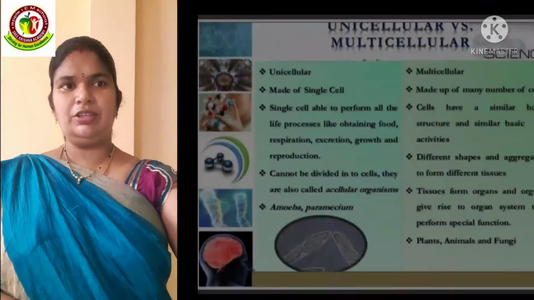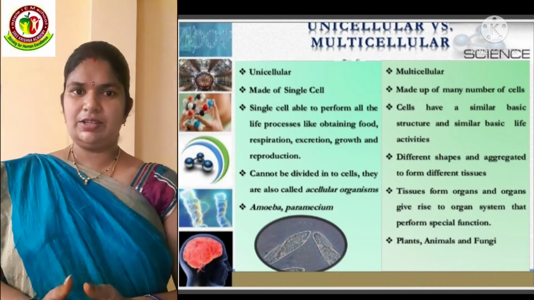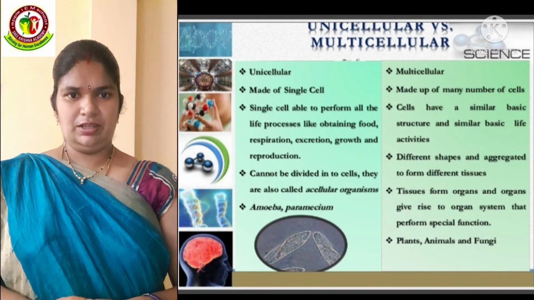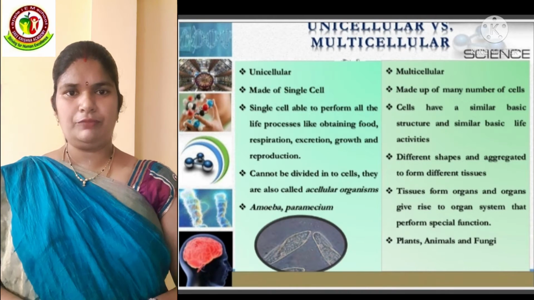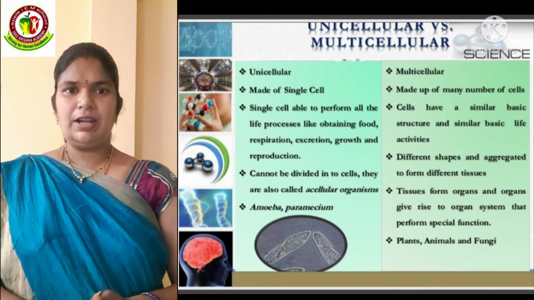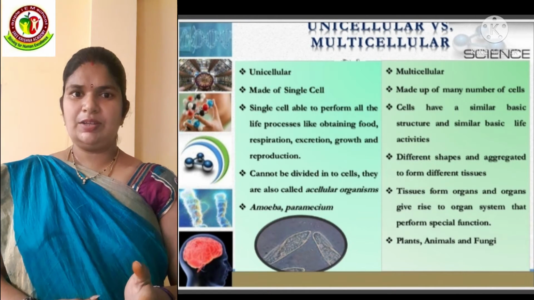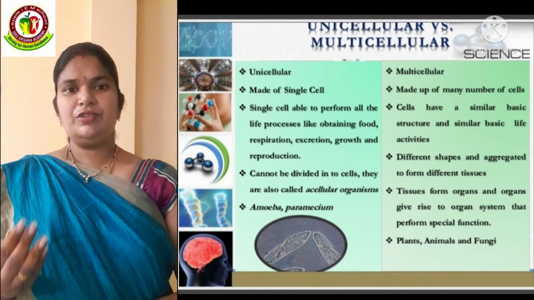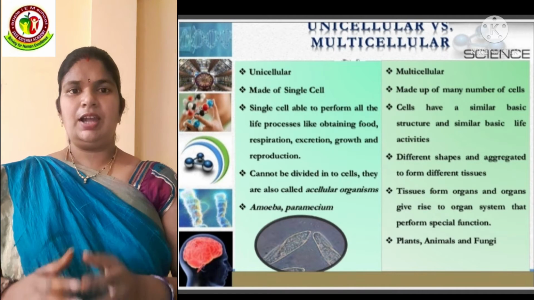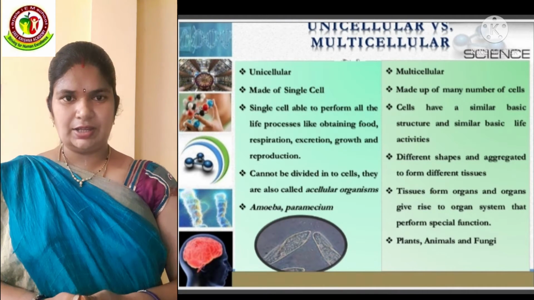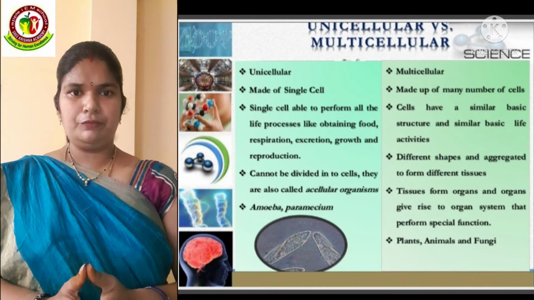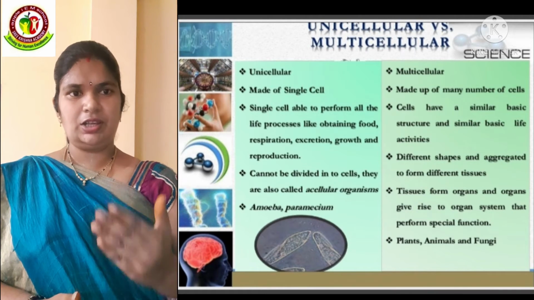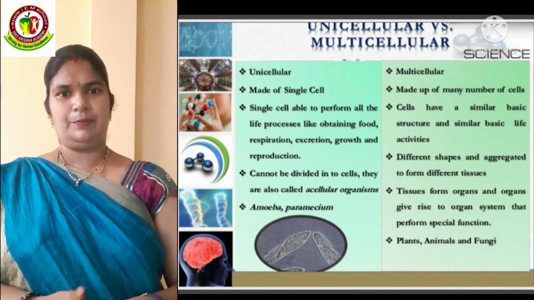Okay. Next, coming to the differences between unicellular and multicellular organisms. Unicellular organisms means their body is made up of a single cell. Multicellular organisms means organisms whose body is made up of many cells. Coming to the second difference of unicellular organisms, as their body is made up of only one cell, the single cell alone performs all the life processes like nutrition, respiration, excretion, growth, reproduction, etc.